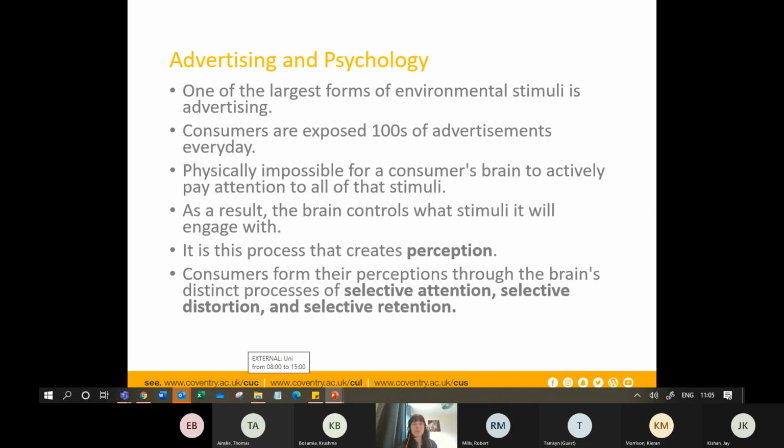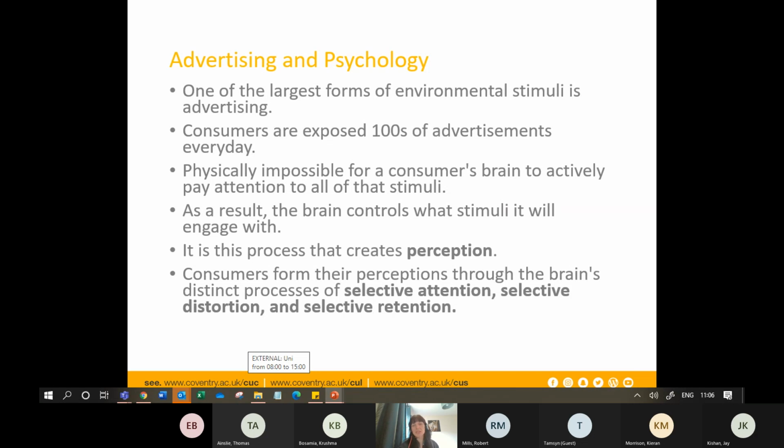So I mentioned before about all the different adverts that we see every day that actually we don't see. We're not aware that we're getting messages all the time because we've only got a certain amount that we can retain or even perceive in the first place. So because of this, we need to be very careful in making sure that our message stands out.